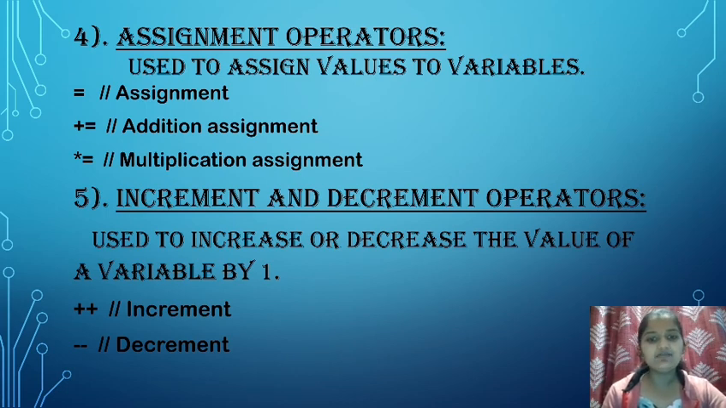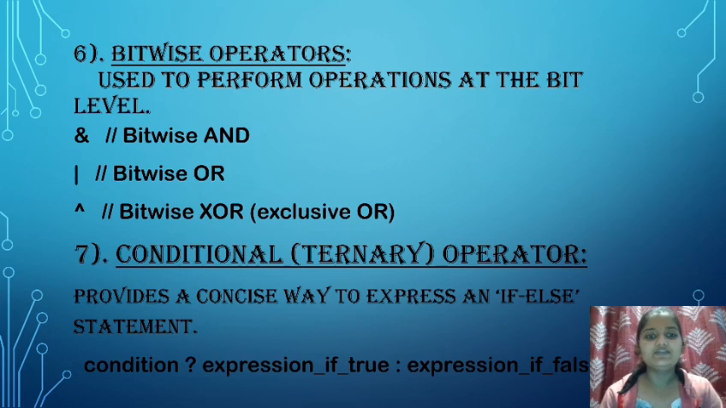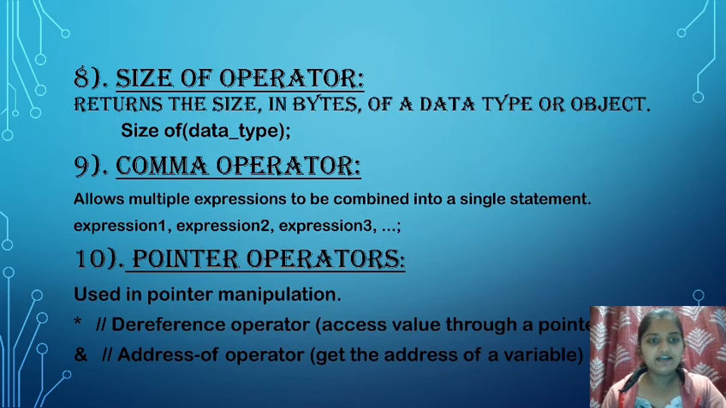Next is increment and decrement operators. It is used to increase or decrease the value of a variable by 1. Next is bitwise operators. It is used to perform operations at the bit level. Next is conditional operator. Provides a concise way to express an if-else statement. Sizeof operator. Returns the size in bytes of a data type or object. Next is comma operator. It allows multiple expressions to be combined into a single statement.